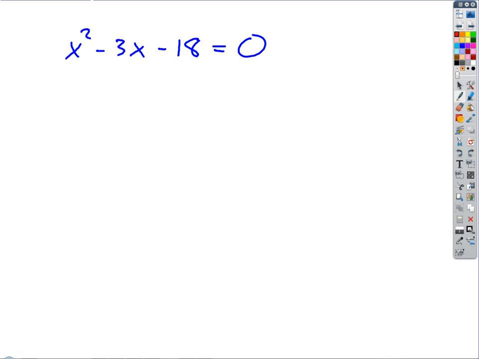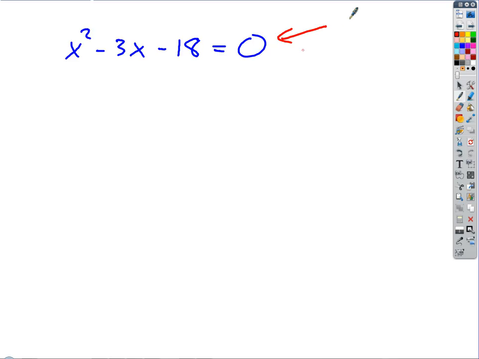Now, the fact that it's set equal to 0 is going to be important. But what if it hadn't started off being equal to 0? What if it had said equals 18? I could have just subtracted the 18 to this side and made it equal 0, right? Turns out that's going to be an important thing.